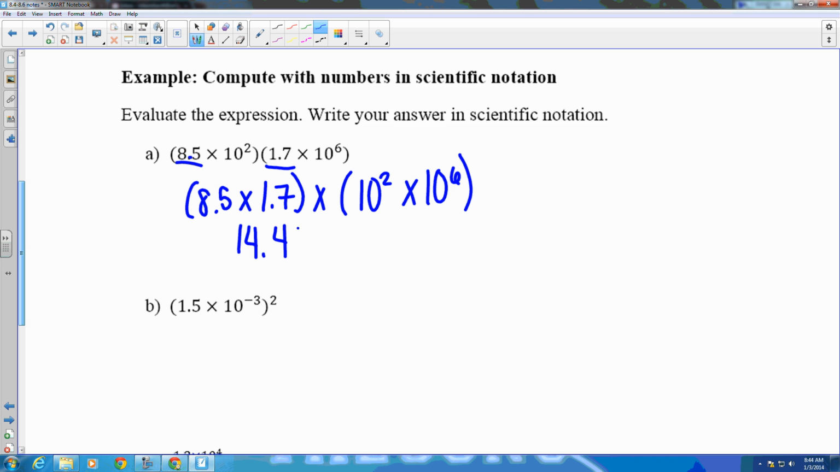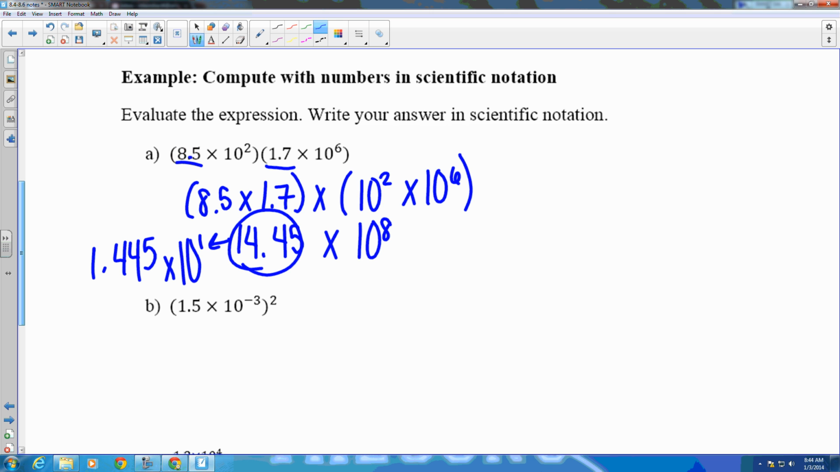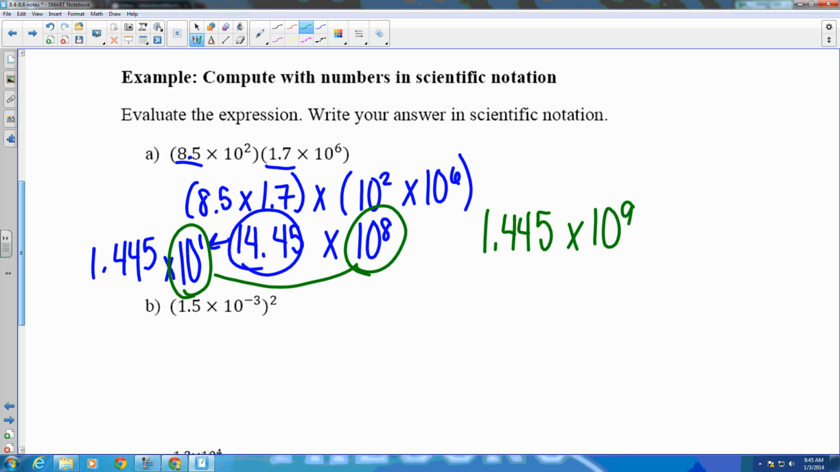14.45 times 10 to the 8th. And we have to change the 14.45 into a number that is between 1 and 10. So this still has to be changed to 1.445 times 10 to the first. And then we have those two 10s we need to combine the exponents for. So it's 1.445 times 10 to the 9th for our final answer.